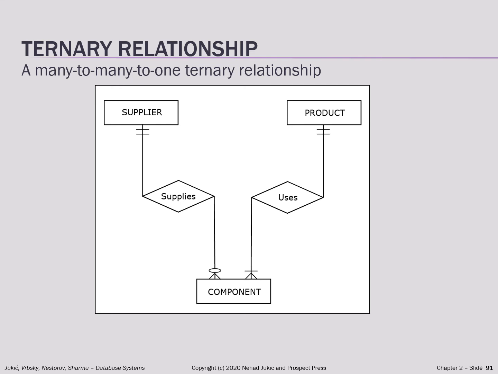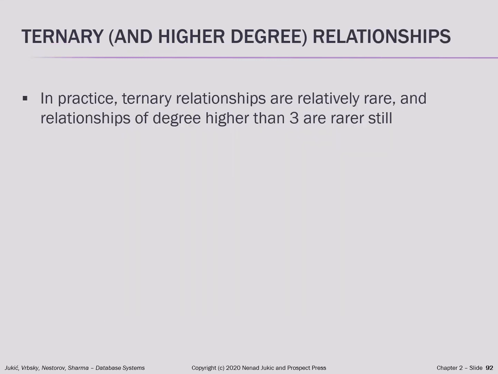In practice, ternary relationships are relatively rare. Relationships of a degree higher than 3 are extremely rare. In fact, you could have an entire career in database design and never see a relationship of a degree higher than 3.